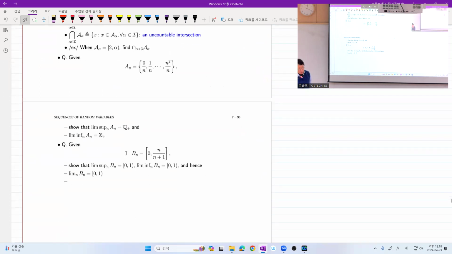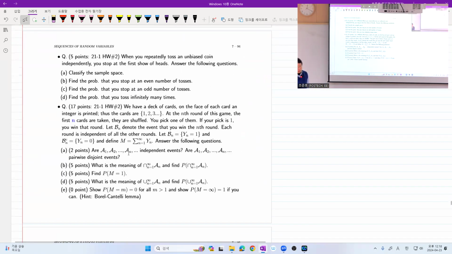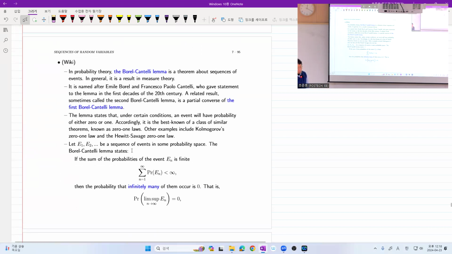So here go some examples where you can practice your skill. Given this sequence of events, you may find whether this sequence converges or not. And given this sequence of events, you may find whether this sequence converges or not. And here go some exercise problems you want to tackle. And then next time on this Thursday, I will talk about the Borel-Cantelli lemma. But in order to understand that one, you may have to understand this one.